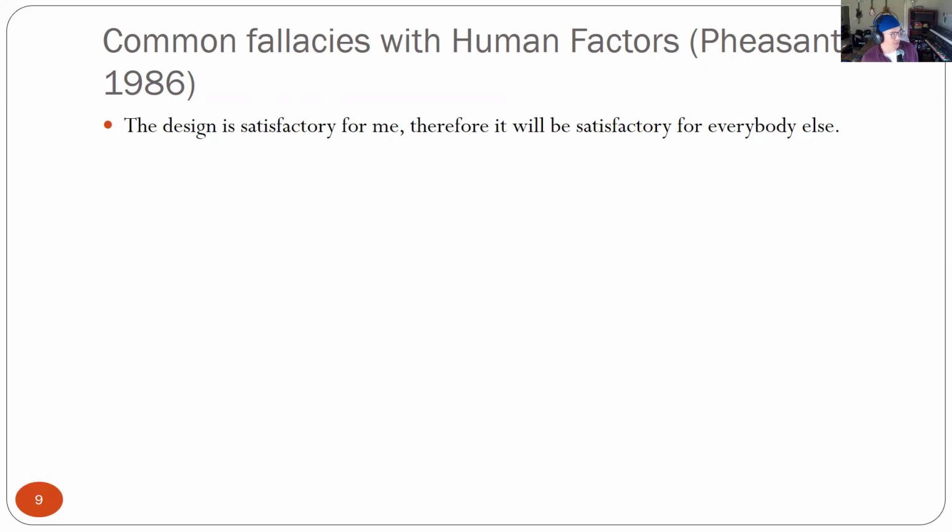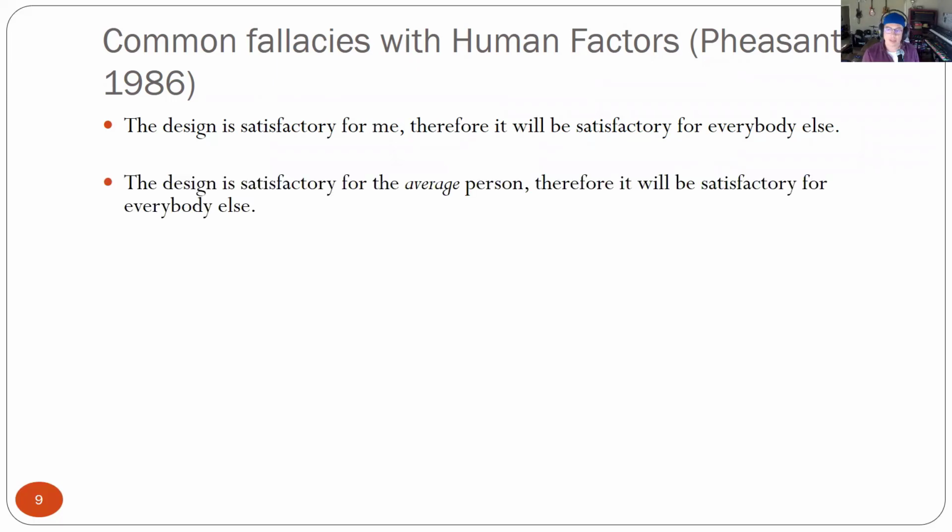You know, if I'm a designer and I made this thing to work for me and I'm a human, it'll work for everybody. If it's satisfactory for me, satisfactory for everybody. Not generally the case. If it's satisfactory for the average person, it'll be satisfactory for everyone. You'll hear me say this a few times in this course. The average person, the completely average person, doesn't exist.